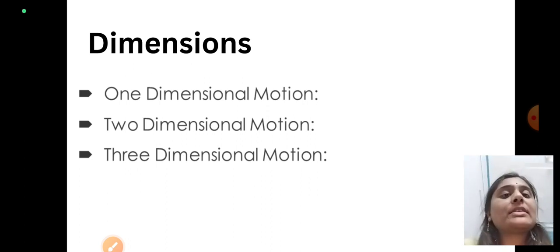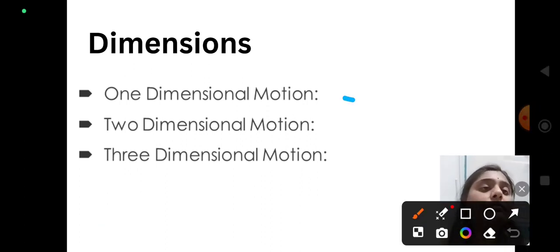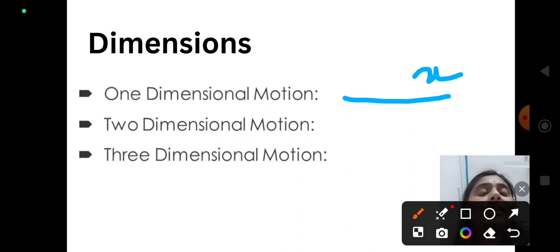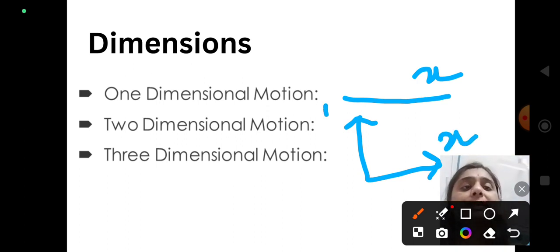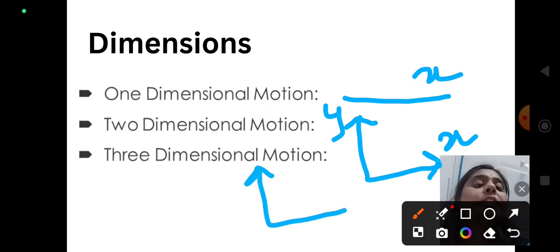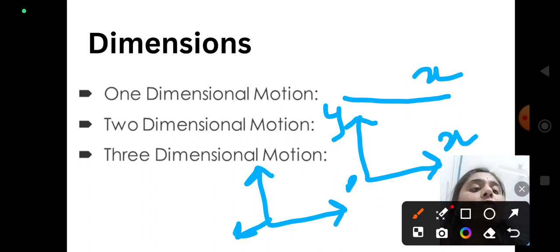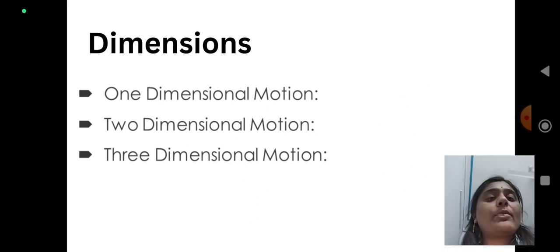One dimensional motion means motion along a straight line path. It is denoted by the x-axis only, or we can say we get the x coordinate only. So that motion is called one dimensional motion. The second one is two dimensional motion, in which we discuss two dimensions, that is the x-axis and the y-axis. And three dimensional motion, in which we discuss three coordinates, that is x coordinate, y coordinate and z coordinate respectively, right? So these all are about the dimensions.